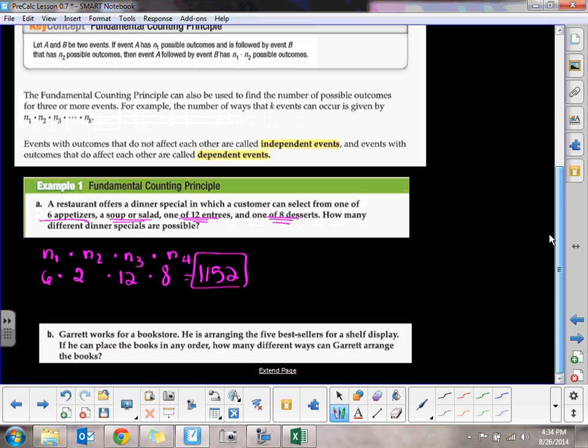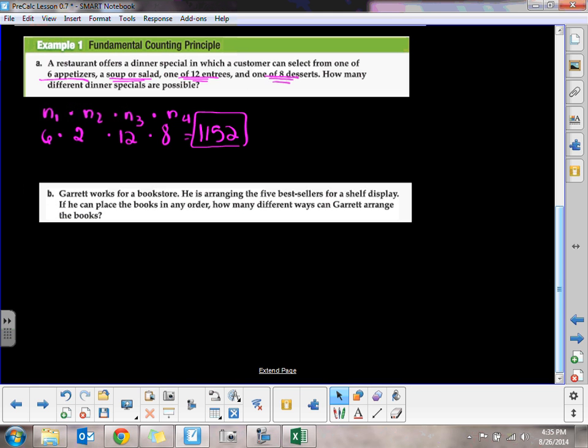Followed up with a second example. Garrett works for a bookstore. He is arranging the 5 bestsellers on a bookshelf display. If he can place the books in any order, how many different ways can Garrett arrange the books? So in this example, we want to make sure that we place all 5 books on a bookshelf. Think of this as the first location. That is my first event. How many ways could I have that first event occur? Then I have a second event. I have to have a second book, a third book, a fourth book, and a fifth book.